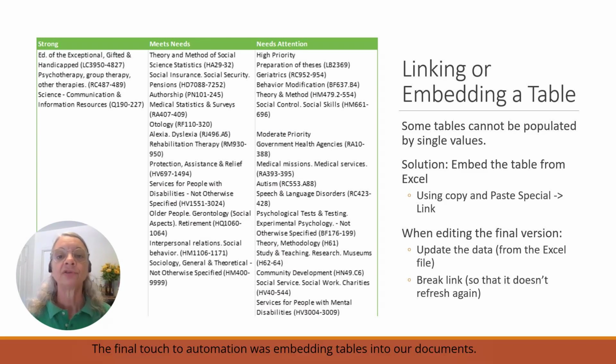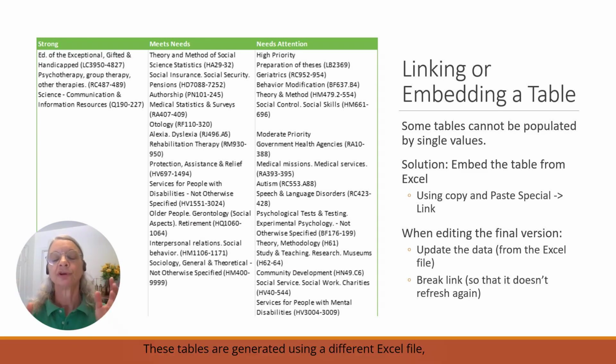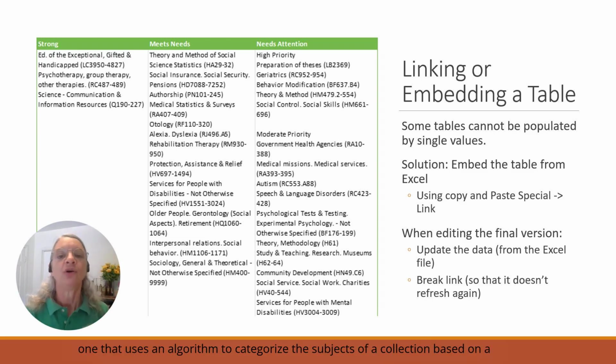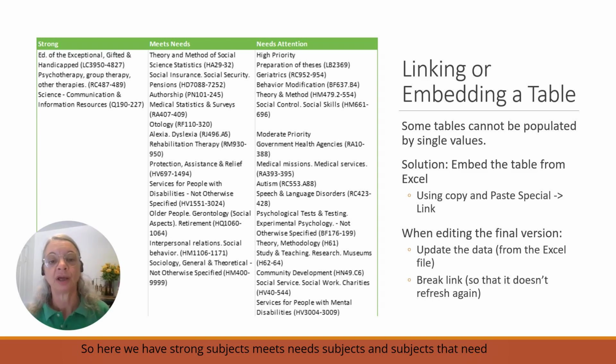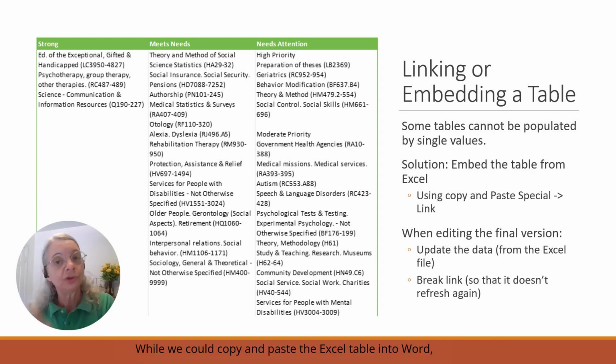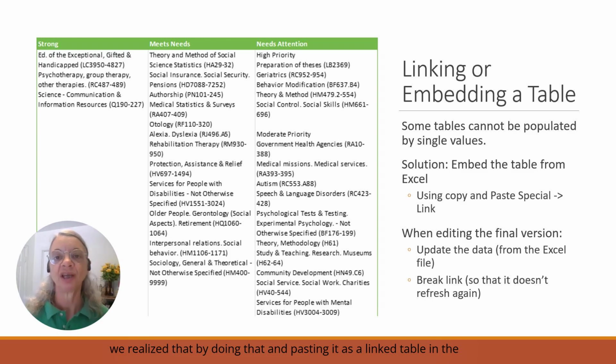The final touch to automation was embedding tables into our documents. These tables are generated using a different Excel file, one that uses an algorithm to categorize the subjects of a collection based on a combination of factors. So here we have strong subjects, meets needs subjects, and subjects that need attention. While we could copy and paste the Excel table into Word, we realized that by pasting it as a linked table in the template, we could skip that step entirely and just refresh the table. Again, iterative automation.